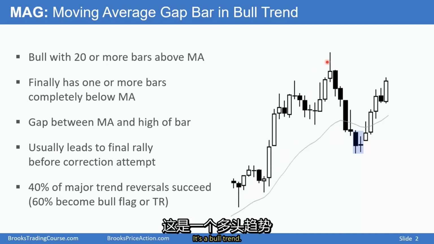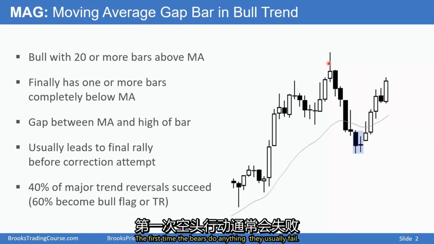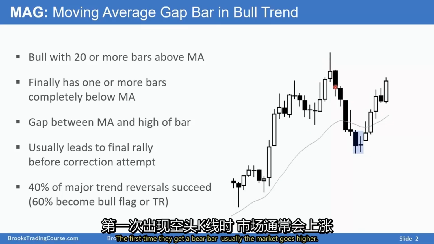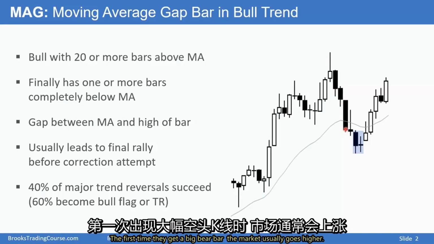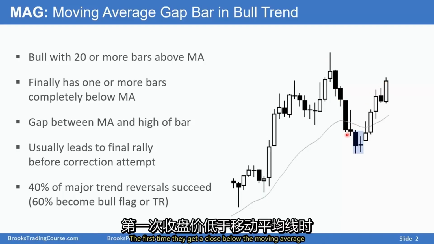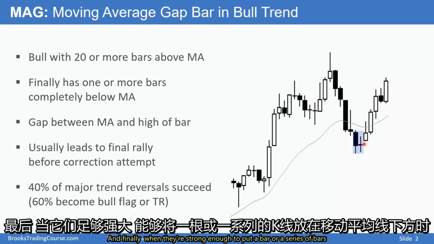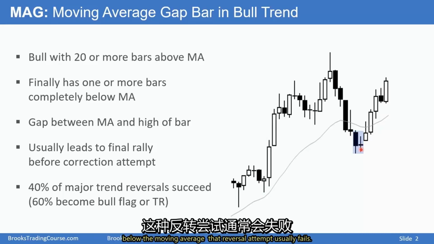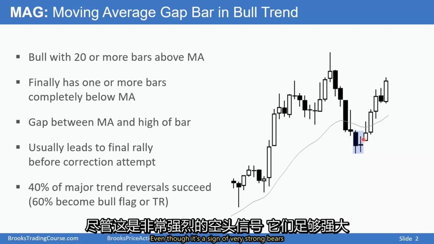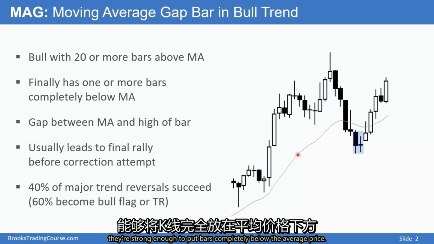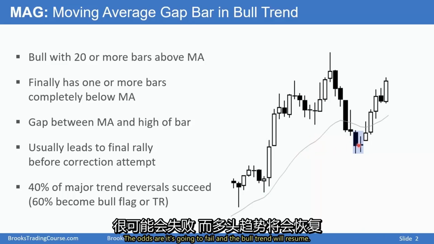It's a bull trend. The first time the bears do anything, they usually fail. The first time they get a bear bar, usually the market goes higher. The first time they get a big bear bar, the market usually goes higher. The first time they get a close below the moving average, the reversal attempt fails and the market usually goes higher. And finally, when they're strong enough to put a bar or a series of bars below the moving average, that reversal attempt usually fails. Even though it's a sign of very strong bears, they're strong enough to put bars completely below the average price, the odds are it's going to fail and the bull trend will resume.